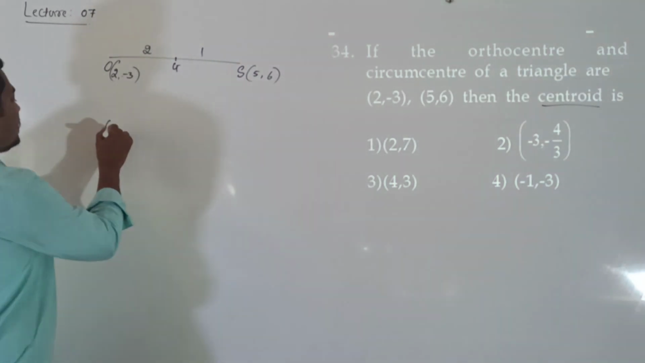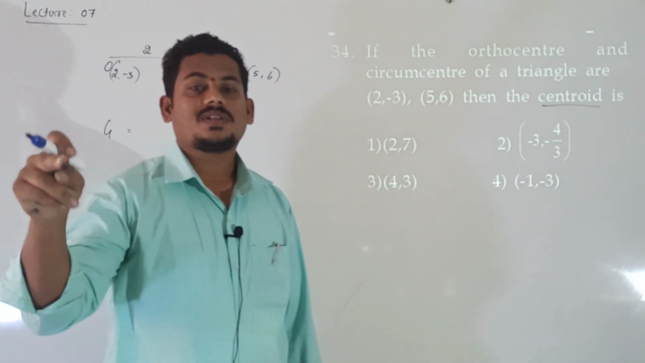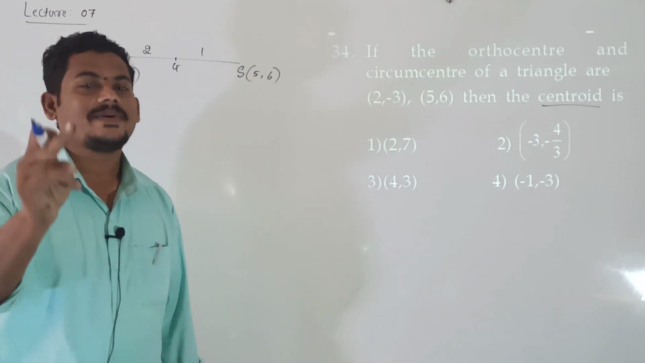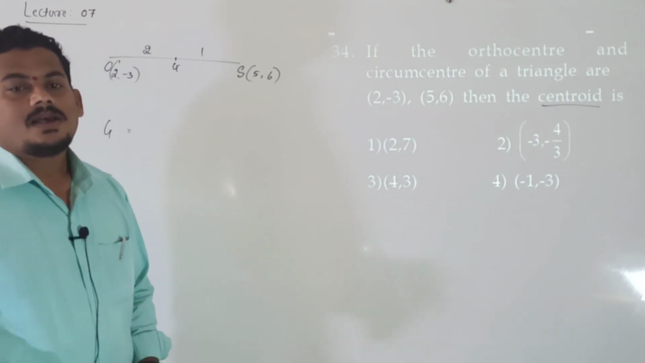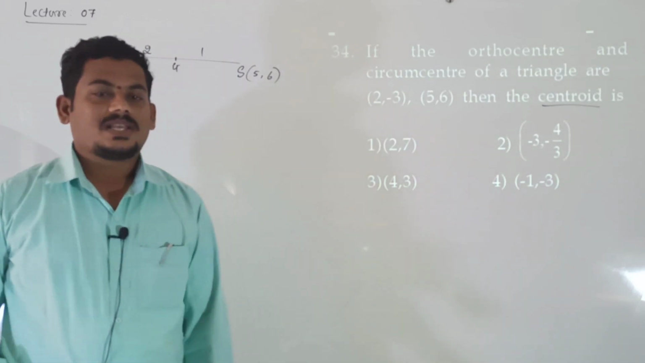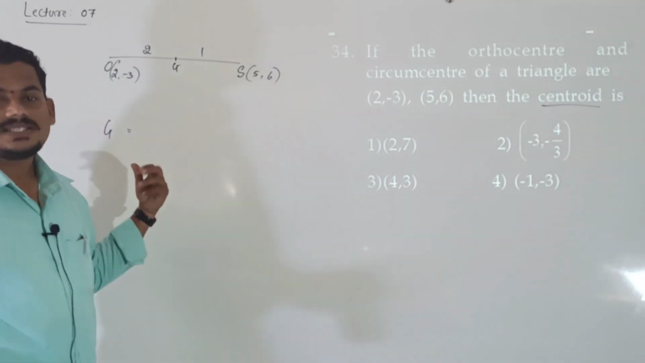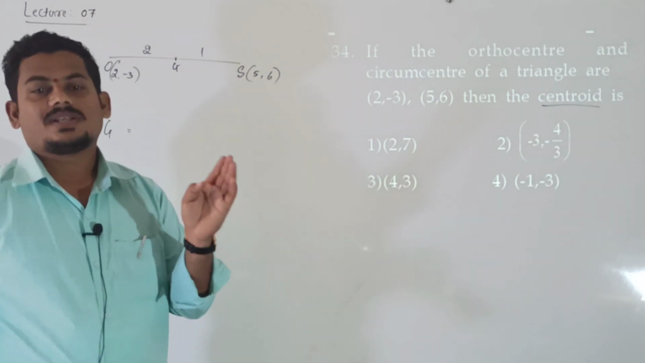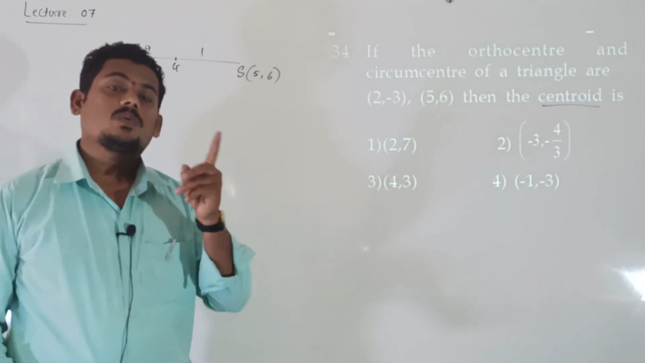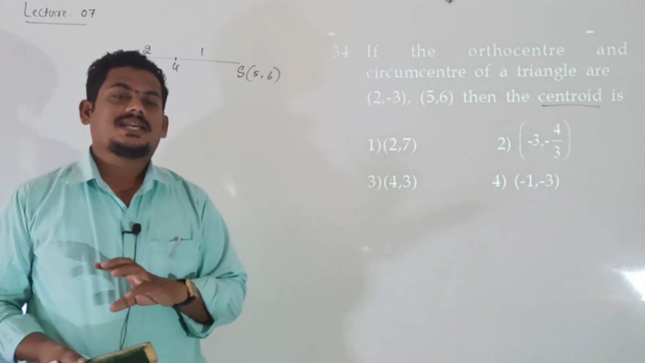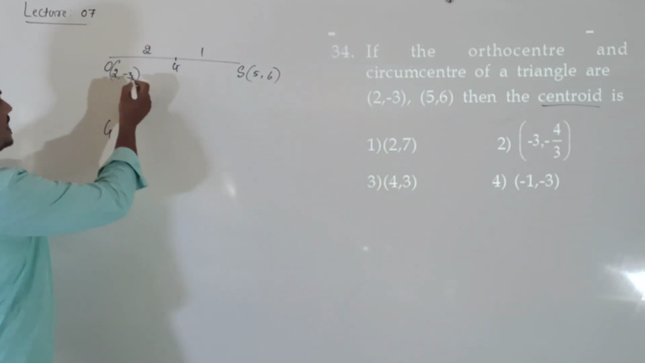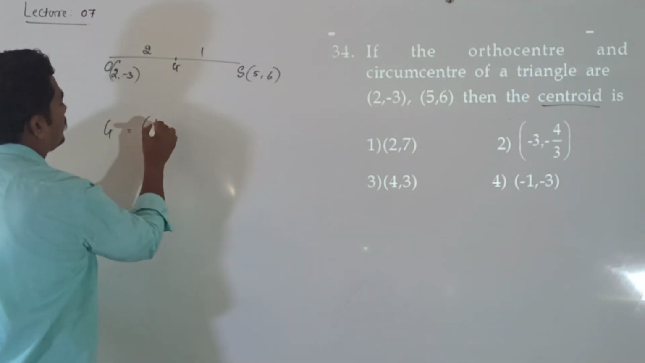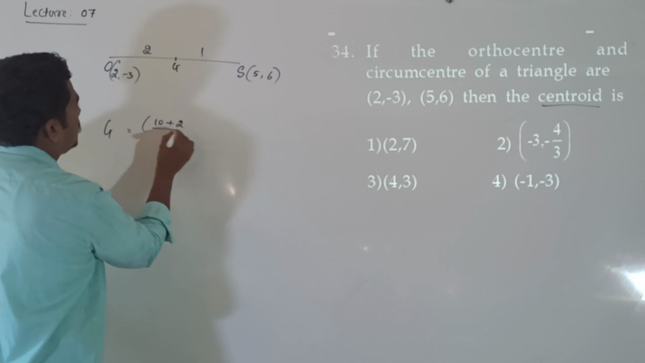Then find the centroid. Centroid is equal to x1 plus x2 plus x3 divided by 3, y1 plus y2 plus y3 divided by 3. It is applicable only when the vertices of the triangle are given. In this case, that formula is not applicable. In this case, just use the section formula, mx2 plus nx1 over m plus n, that is 10 plus 2 divided by 3.